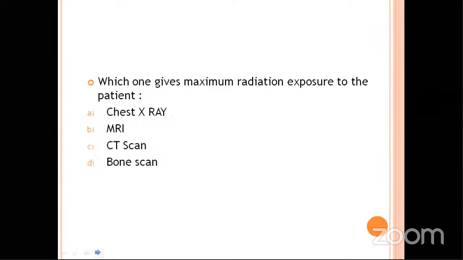Okay. So which one gives maximum radiation exposure to the patient? Chest X-ray, MRI, CT, bone scan. It is actually the bone scan. Okay. MRI is one which doesn't utilize any radiation exposure. It is only the radio frequency. Okay.